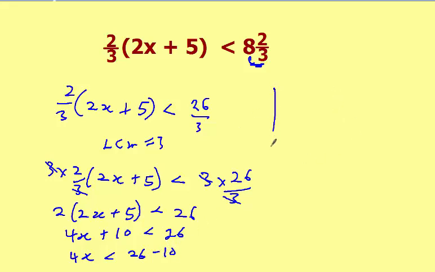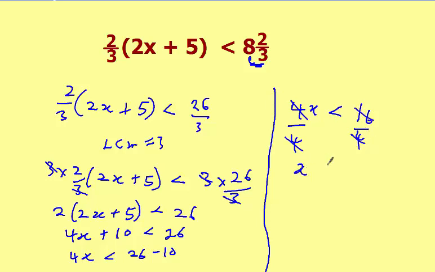Let's move to the side to continue our calculation. So 4x is less than 16. Let's divide it by 4. Divided by 4, this will cancel this out. Therefore, x is less than 4. That is our answer. Right.